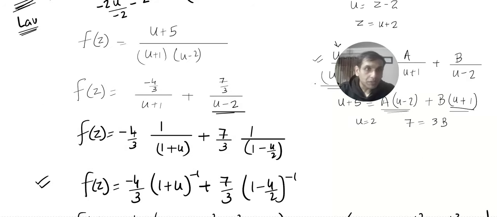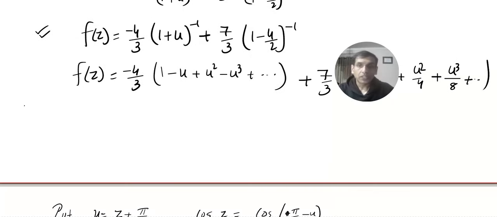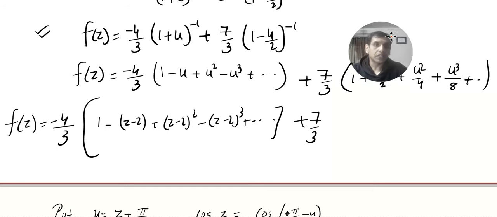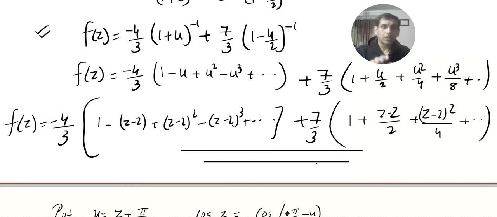Okay, now you have to replace. Do you remember when we plugged in u is z minus 2? So that will be f of z equal to minus 4 by 3 times 1 minus (z minus 2) plus (z minus 2) the whole square minus (z minus 2) the whole cube plus etc., plus 7 by 3 times (z minus 2) the whole square by 4 plus etc. If you want, you can simplify this or just leave it as such. Okay, now let's go for the next question.